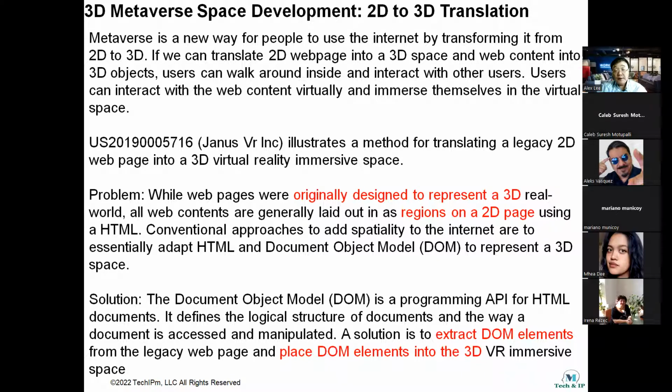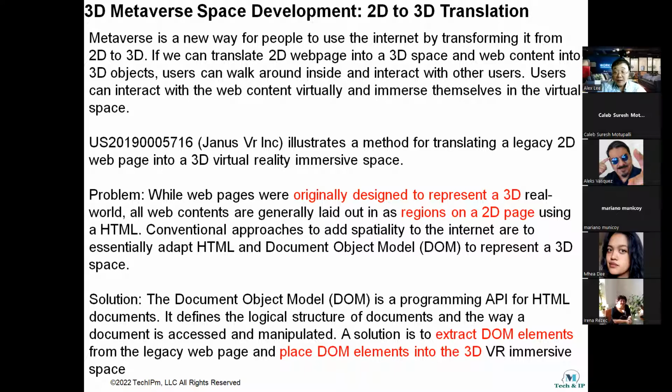So for example, they looked at the web page, which was originally designed to represent the 3D real world. They originally developed it for the 3D real world, but it is generally laid out in the region of the 2D page because of technology limitations. So they looked at the fundamental building blocks in 2D, and what kind of parameters or variables they could change to leverage the 3D space.